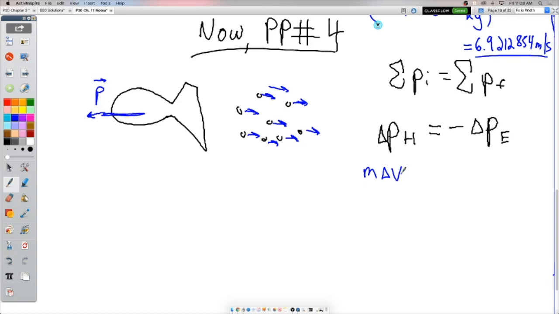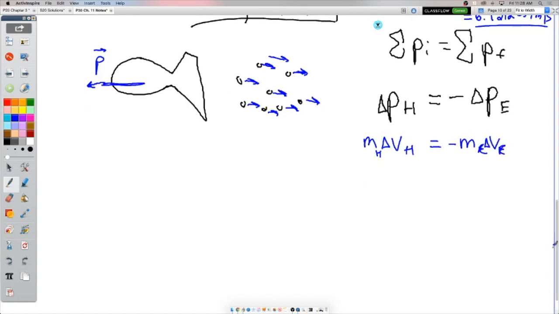So maybe that's for H, of course. M_H times ΔV_H is equal to negative, in other words, in the other direction, the impulse experienced by the engine. So it equals negative the mass of the engine times the change in velocity experienced by the engine. Okay, and these are velocities.